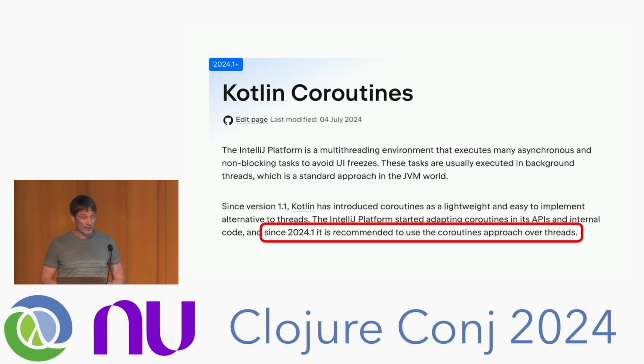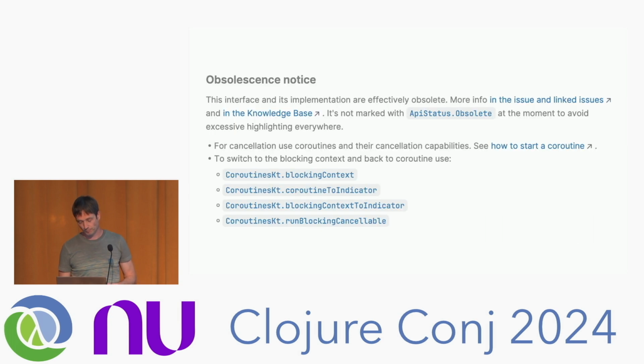This is a screenshot of the IntelliJ documentation. The important bit is at the bottom. Since 2024.1, it is recommended to use the coroutines approach over threads, which is what had been used for all the concurrency stuff previously in IntelliJ. And IntelliJ is an extremely asynchronous system, just for performance reasons, basically. And so the Javadoc of lots of APIs that I use are now starting to look like this. JetBrains is basically telling me that a lot of my code is now legacy, right?